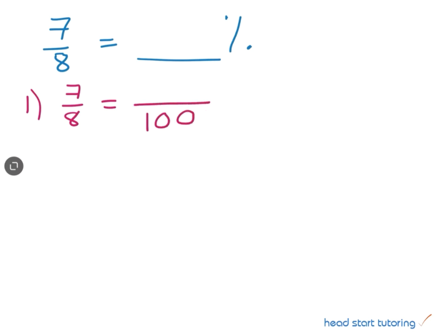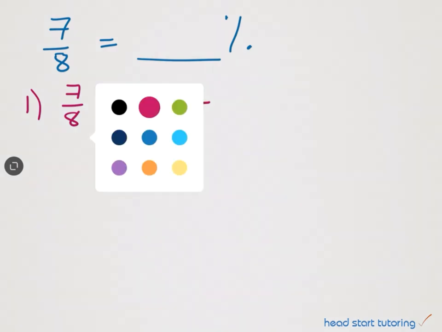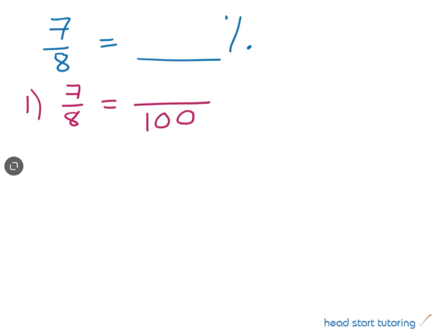But what we will see with 7/8 is that our denominator 8 doesn't fit into 100 perfectly. So we will first convert our fraction into an equivalent fraction out of 1,000. So we multiply 8 by 125 to get 1,000. So we multiply our 7 by 125 to get 875 over 1000. And then we can get an equivalent fraction out of 100.